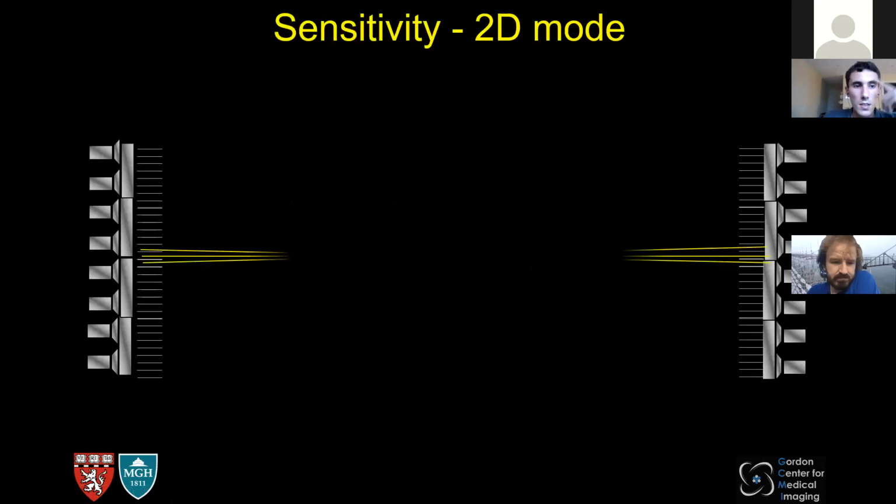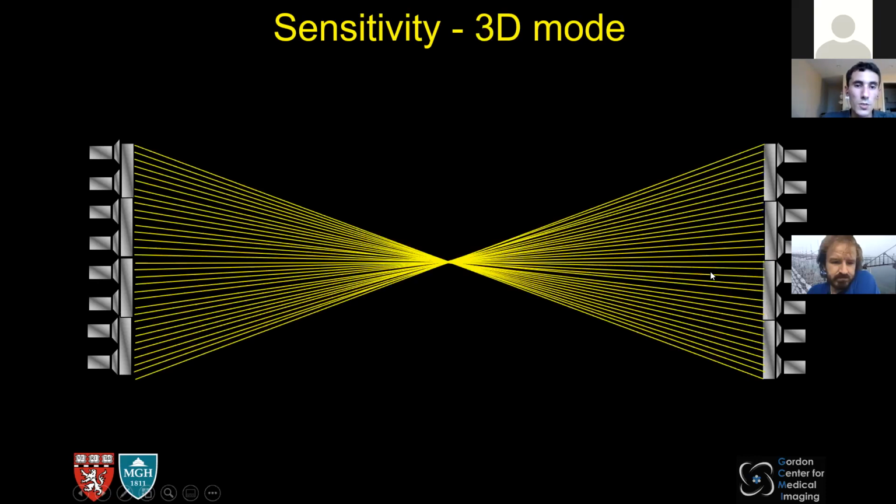Okay, so sensitivity. This is 2D mode, and this is the z-axis. You only allow coincidences between the same ring or directly adjacent rings, and as a result, this is what you allow for your sensitivity. So these are the planes of detection for the 2D mode, and this is for the 3D mode. In this area here, you allow all those coincidences to happen, all those planes, and of course, you're going to have a much higher sensitivity for 3D as compared to 2D.